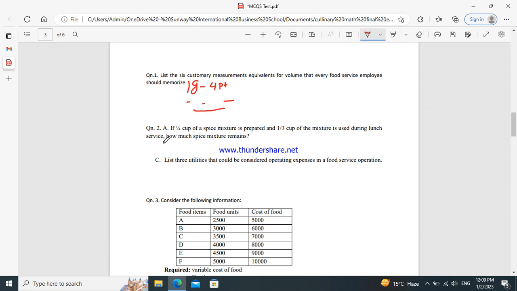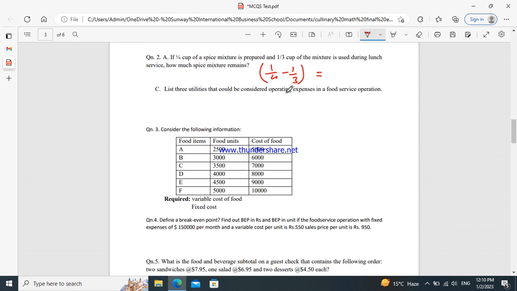And next one, question number 2: if 1/4 cup of spice mixture is prepared and 1/3 cup of the spice mixture is used during lunch, how much spice mixture remains? You need to deduct this data, 1/4 minus 1/3, and your result may come out as a negative value. Okay, no worry, and your answer will be correct. Do not focus on your answers.